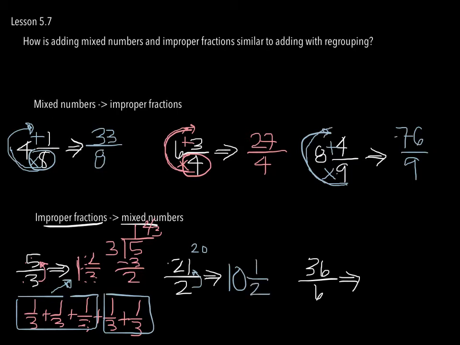And our final problem, 36 over 6. How many 6's can I take out of 36? Well, I'm going to skip count here. 6, 12, 18, 24, 30, 36. Oh, that's spot on. And there were 6 of them. And you know what? There is absolutely no fraction with that one.